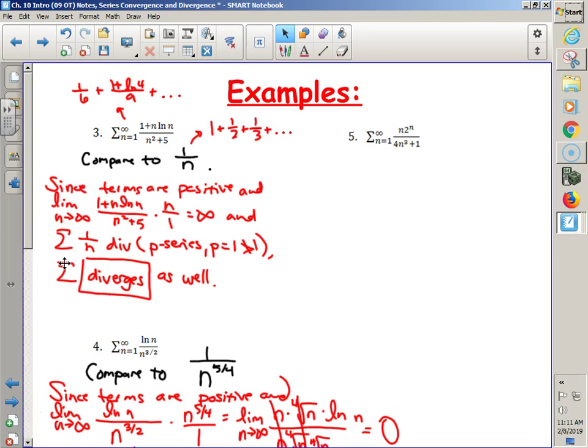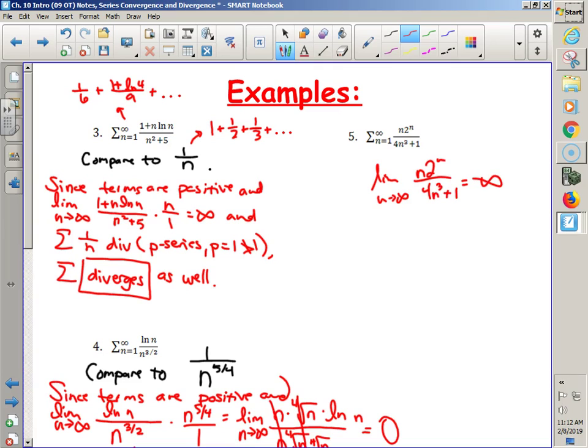Number 5. What are you guys seeing as you look at it? Top wins from the very beginning? Is that good, if top wins from the very beginning? What test? Divergence test. What can I say right away? Oh, hey. The limit as n goes to infinity of, forget this guy, top wins. Why am I even worrying about him? He doesn't equal 0. Therefore, it diverges.